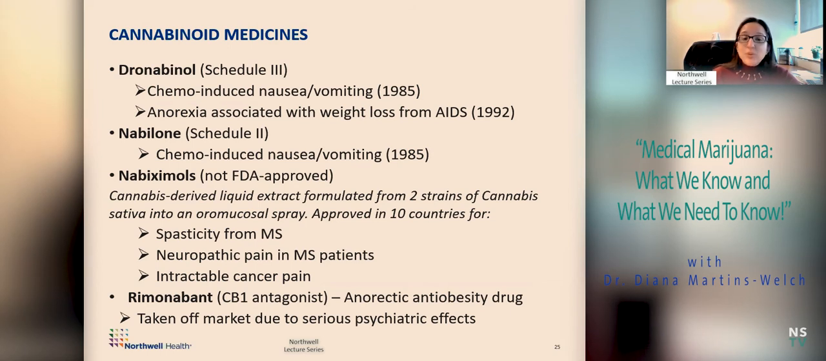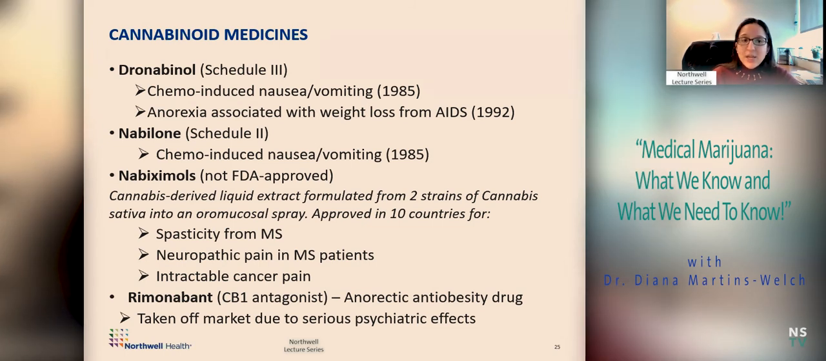Dronabinol is classified as a Schedule 3 substance, so it is a controlled substance. It is not derived from cannabis, so it's very important that we note that it's a synthetic compound made to look like THC in the body. It's been approved since 1985 for chemotherapy-induced nausea and vomiting, and since 1992 for anorexia, loss of appetite associated with weight loss from AIDS.